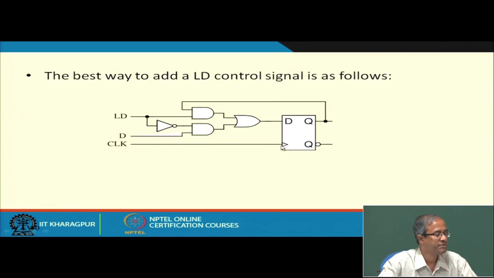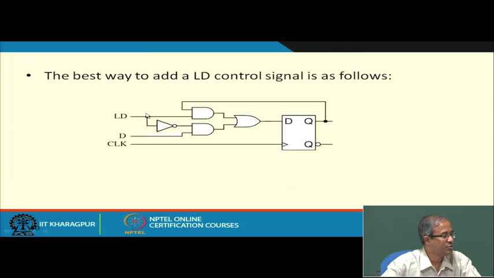You should not play with the clock; it should go directly to the clock, but rather you use some extra circuitry to handle this problem. So, what is this extra circuitry? This is nothing but a 2-line to 1-line multiplexer. This multiplexer has two inputs, one is the D input, other is the Q output, that is also coming as an input, and load is the select line.